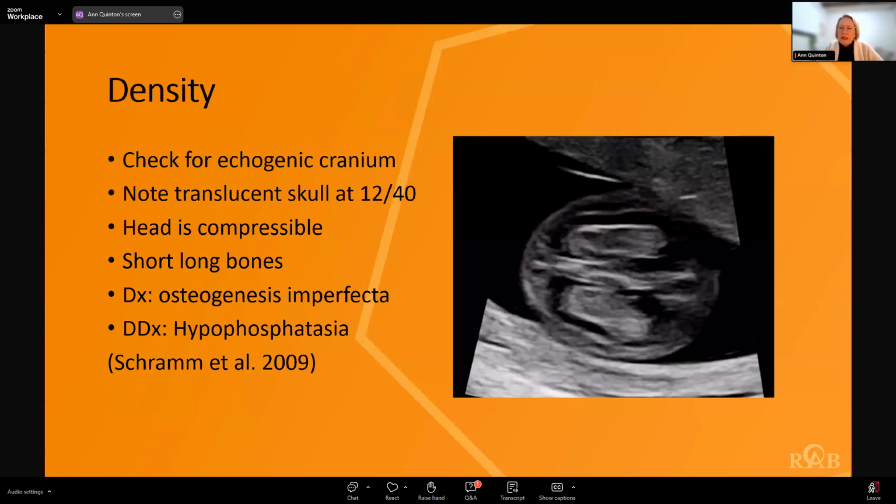So they continued with the pregnancy, and this particular fetus was then scanned in another unit where the skeletal dysplasia was found. So when we see these sort of appearances, and they can be quite subtle, but you can see that we can see the brain really clearly on this side that's closest to the transducer. Your differential diagnosis is osteogenesis imperfecta or hypophosphatasia.